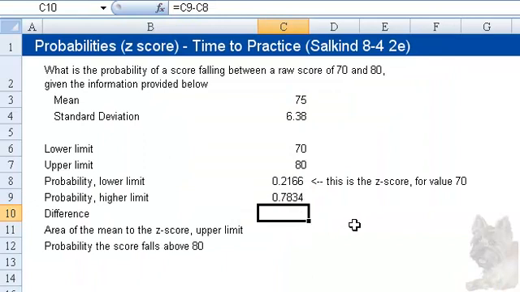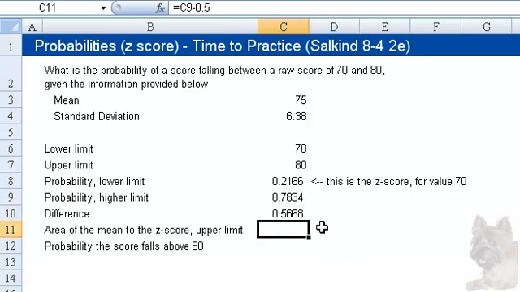Okay? So then what we need to do is compute the difference, and when we compute the difference, we come up with the probability of a score falling between a raw score of 70 and a raw score of 80, and that's about 56.7%. Right? You see that on the screen right here.